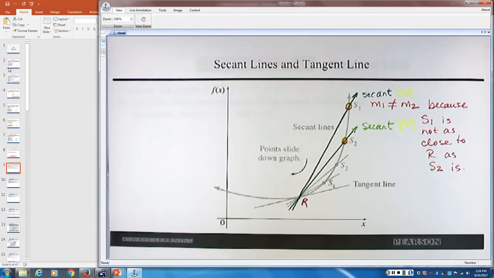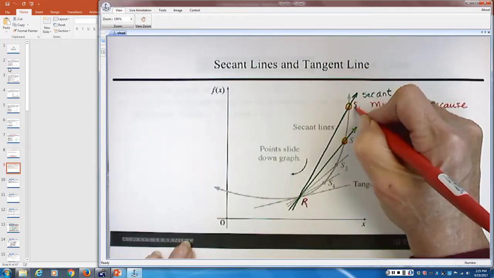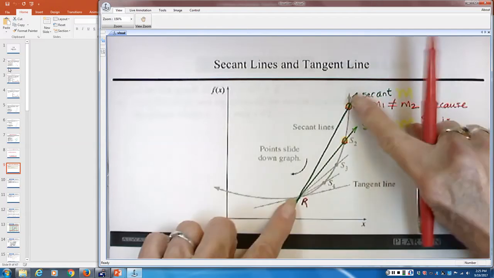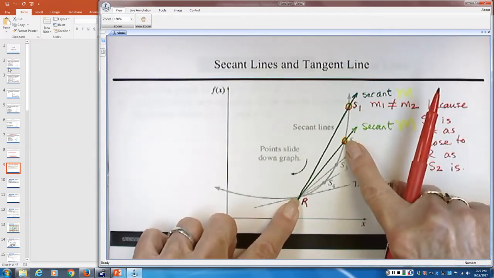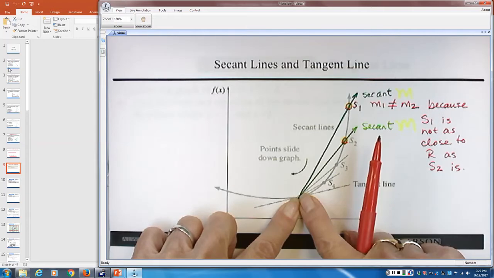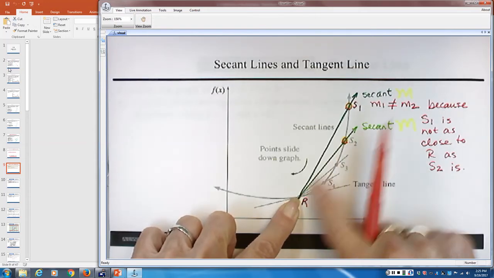The slopes are not the same because S1 is not as close to R as S2 is, because here's S1, and it's that far away. But if you move to S2, S2 is closer to R. Okay? Basically, it's saying your secant line's shorter.